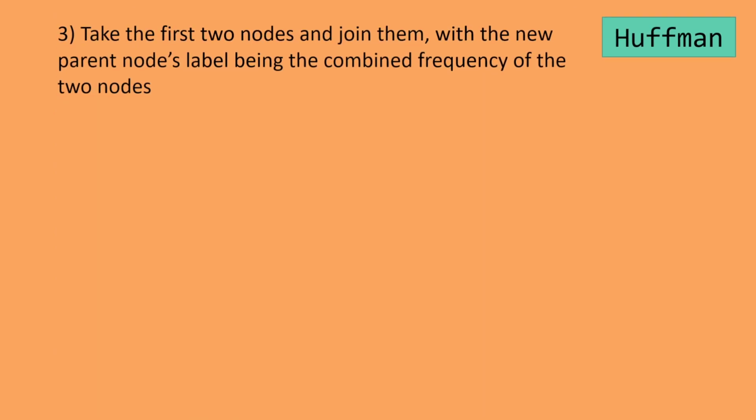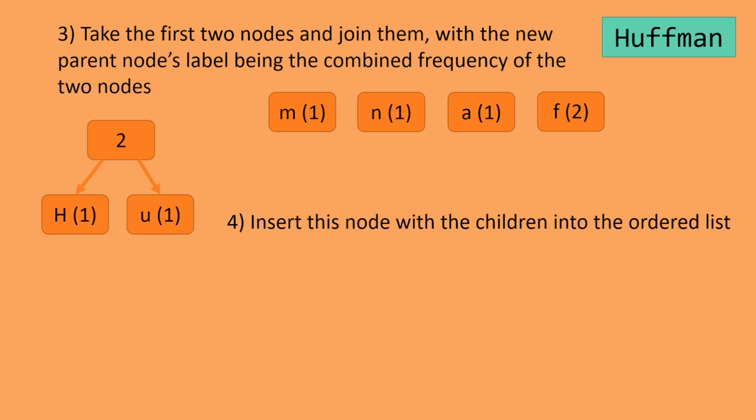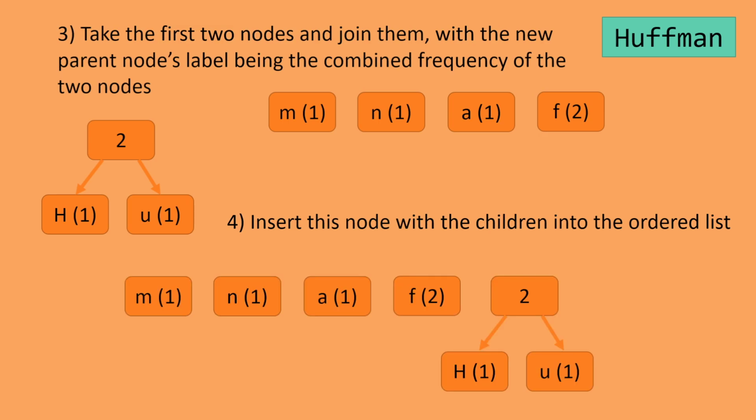What we then want to do is take the first 2 nodes and join them together, with the new parent node's label being combined with the frequency of the 2 nodes. So in this case, I know that H and U were next to each other. So I'm going to take them here and combine them as 2. M, N, A and F remain, and I'm going to put them back into the ordered list. This shows up as M, N, A, F and 2, with our new joint combined frequency at the end of the list.